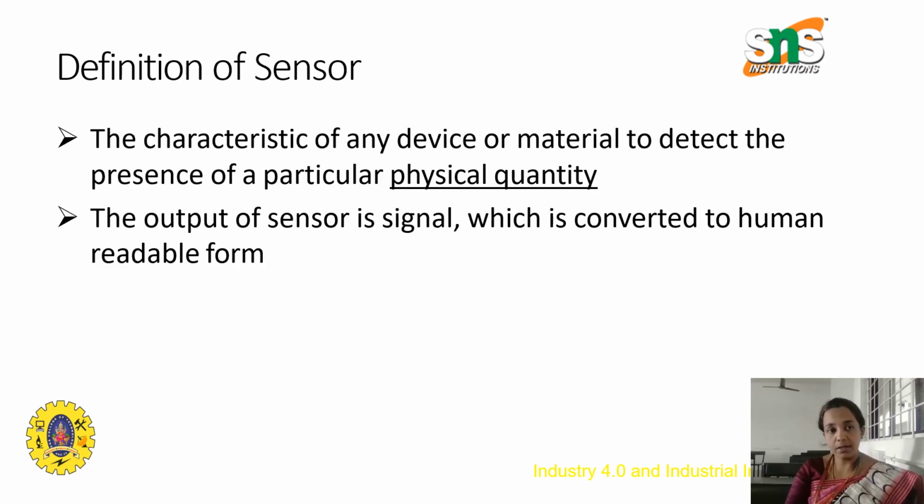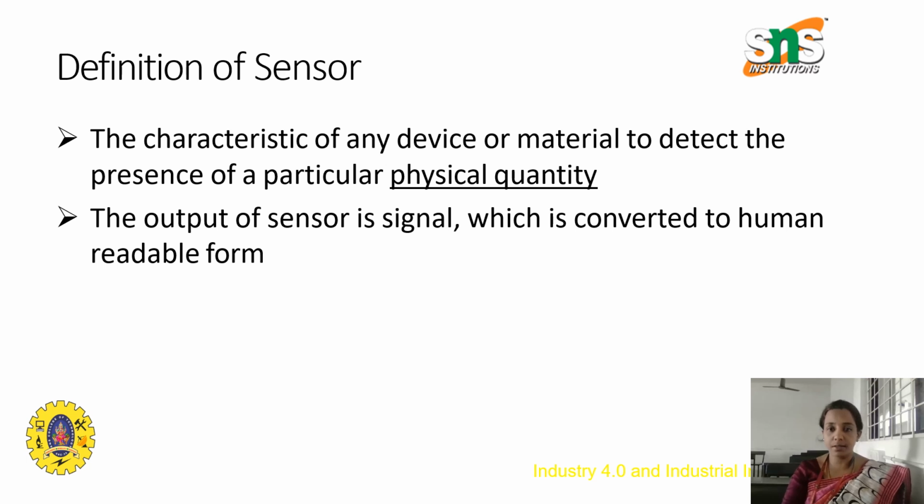So the next one is the definition of a sensor. What is a sensor? It is used to sense some external signal. The characteristic of any device or material to detect the presence of a particular physical quantity is called a sensor. If we want to sense a particular physical quantity, we use a sensor. Sensors are of different types. So we have temperature sensors, smoke sensors, fire sensors, alcohol sensors, and speed sensors. These are the different types of sensors which we are going to learn in this series.